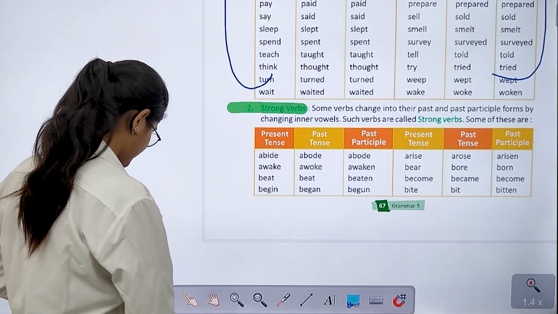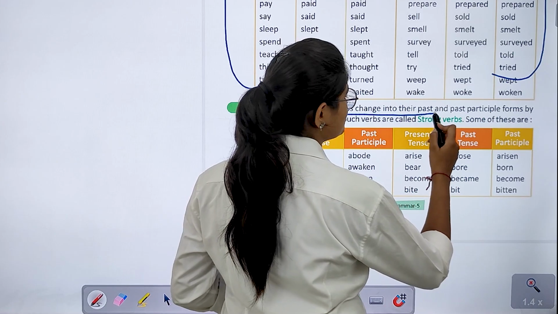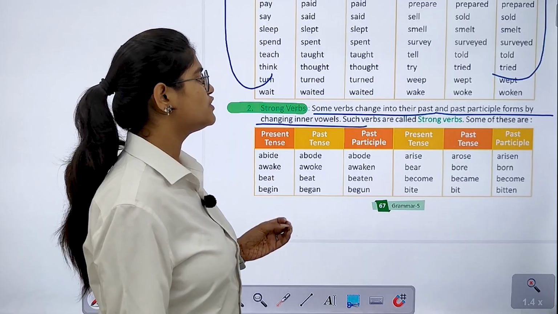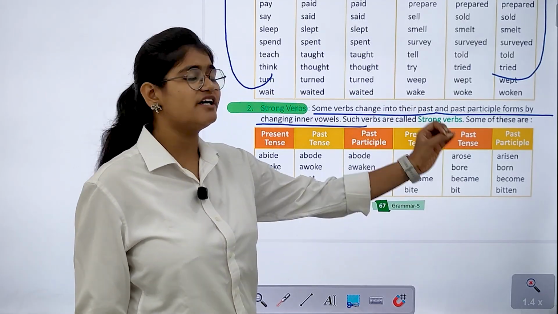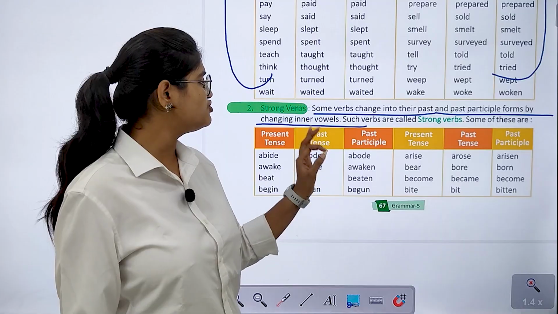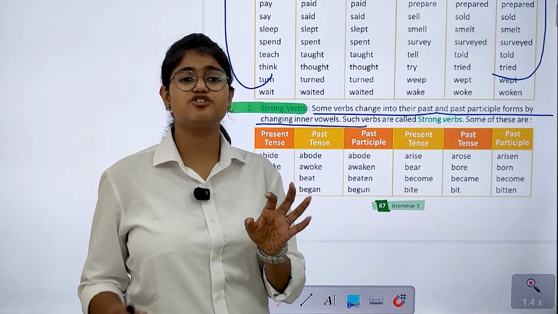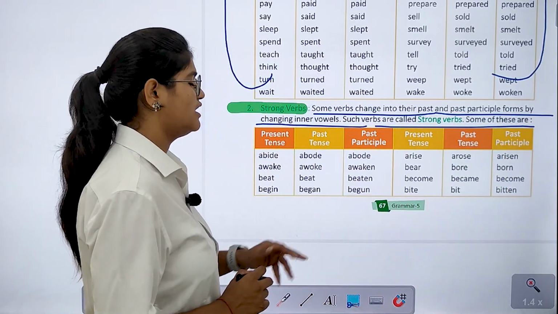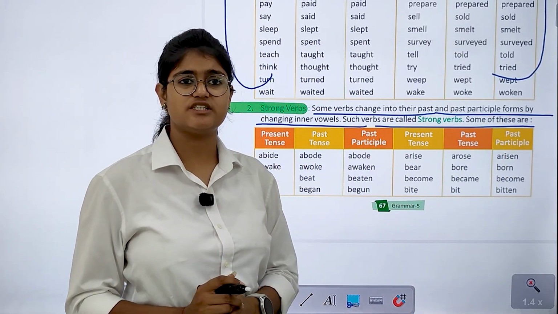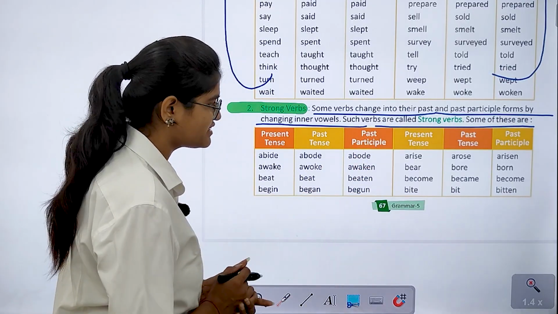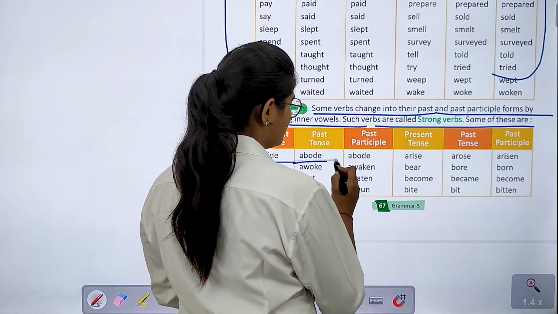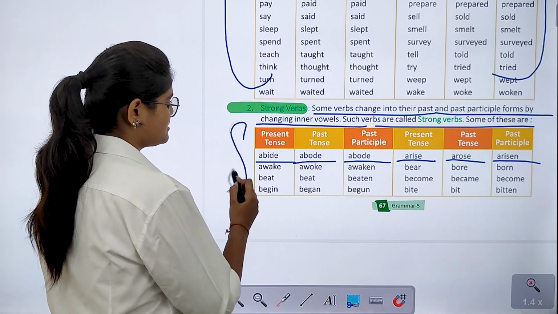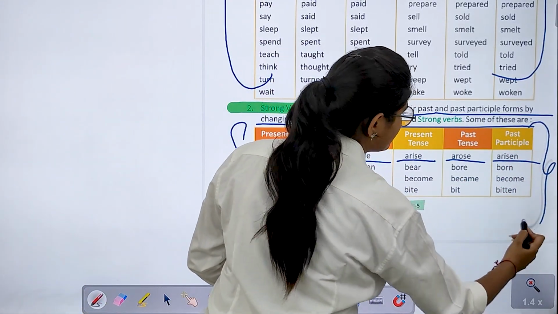Now what are the strong verbs? So some verbs change into their past and past participle forms by changing inner vowels. अब कुछ verb forms जो है वो अपने आप को past और past participle form में change करती हैं by changing their inner vowels, कि उनके spelling में जो vowels आते हैं उनको change कर लेती हैं. Such verbs are strong verbs. और उन्हीं verbs को हम strong verbs के नाम से जानते हैं. तो कुछ strong verbs के example हमें यहाँ पर दिए हुए हैं, जैसे कि abide, abode, abode, arise, arose and arisen, right? So all these are the examples of strong verbs.